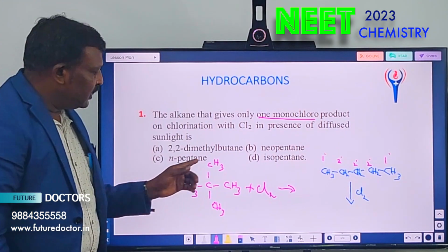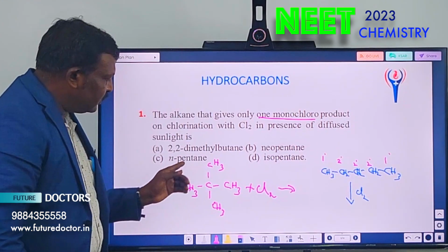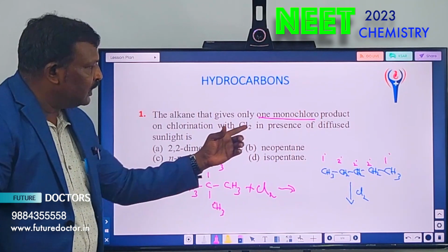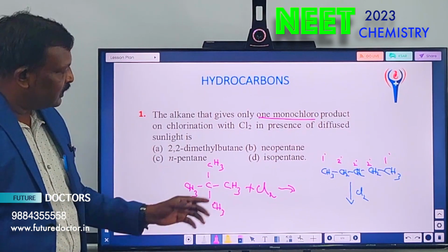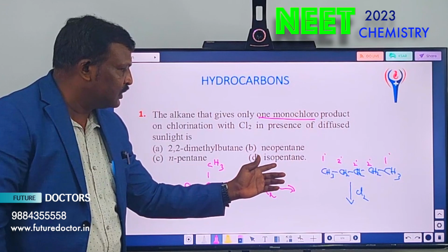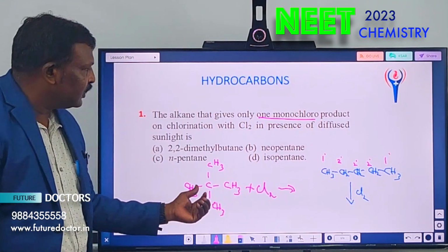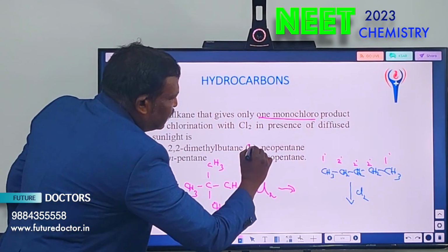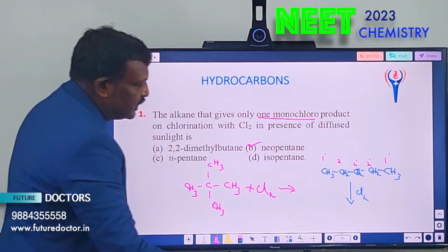Now when you pass chlorine in presence of sunlight, if you replace hydrogen here or here, all are the same kind of product. So this is the only alkane that can produce only one monochloro product. Others can produce different kinds of products, primary and secondary, or sometimes tertiary also. So the answer is neopentane. Right. Next one.